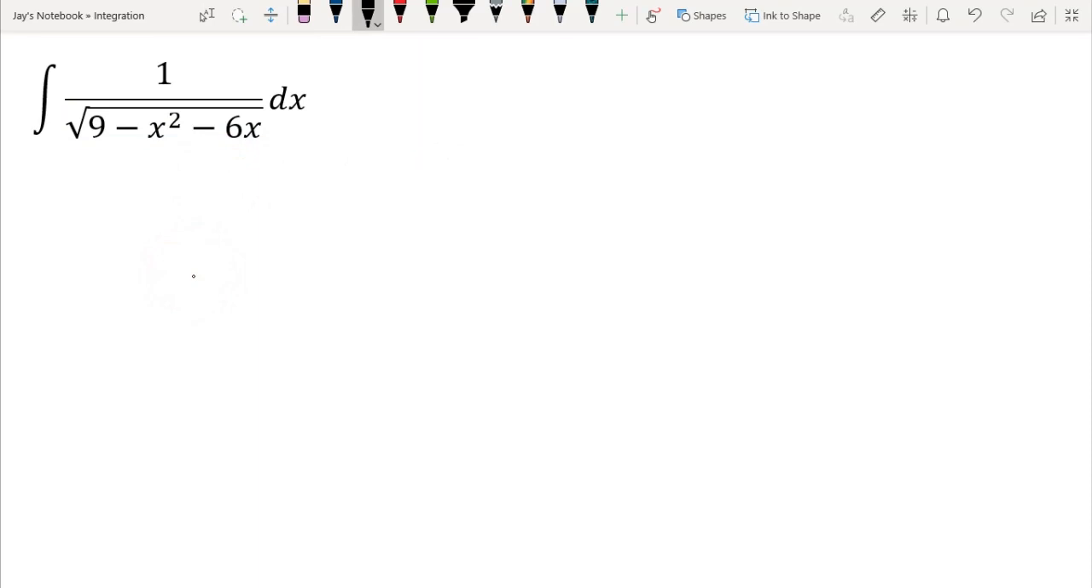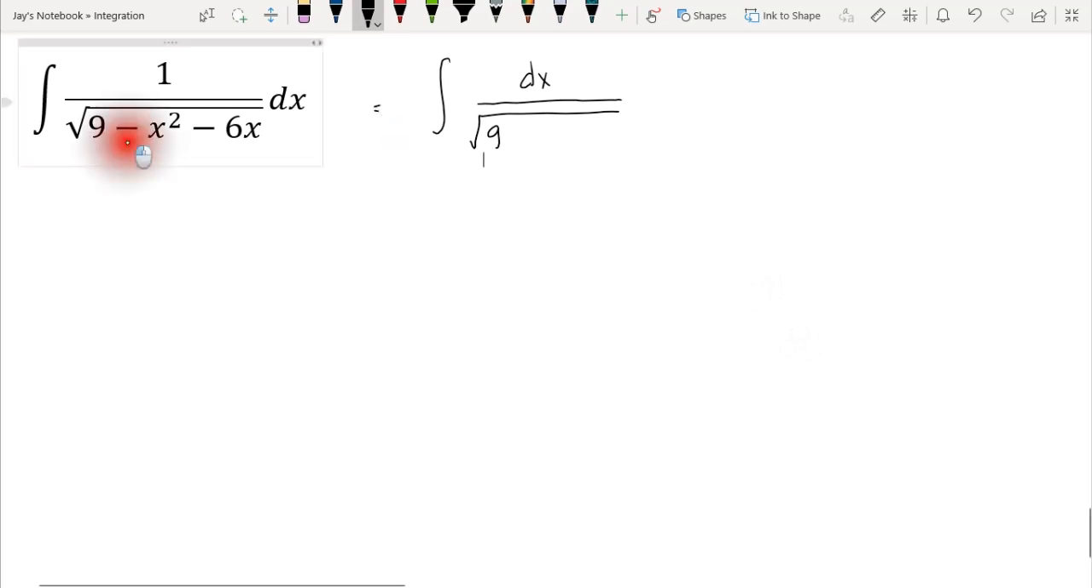So we can rewrite this into the integration of dx in the numerator over the square root of 9. Now we have a negative sign here in between, so we can factor the negative out. We have negative times the remaining, which would be x squared plus 6x.